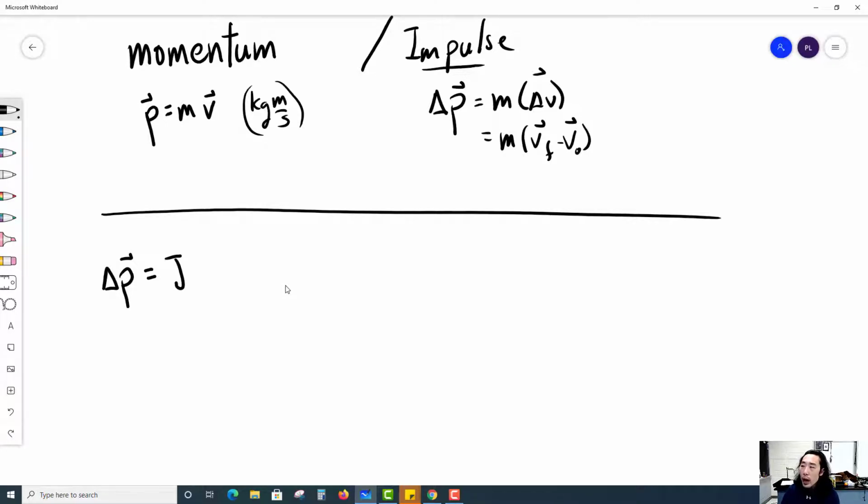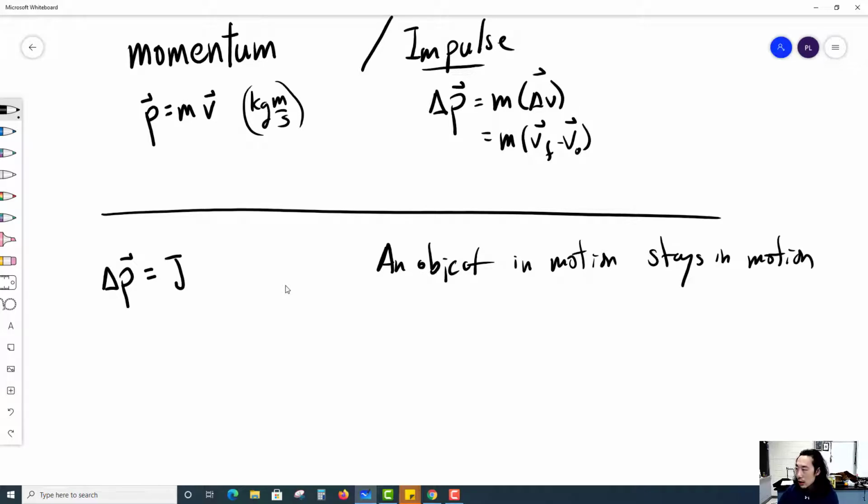If you remember, one of Newton's laws says an object in motion will stay in motion unless there is an outside force. And so here's a cool little trick that we're going to do. We're going to actually write that law down. An object in motion stays in motion unless acted on by an outside force. Now you might be wondering, Mr. Lee, why did you write that law down? Well, here's something cool.